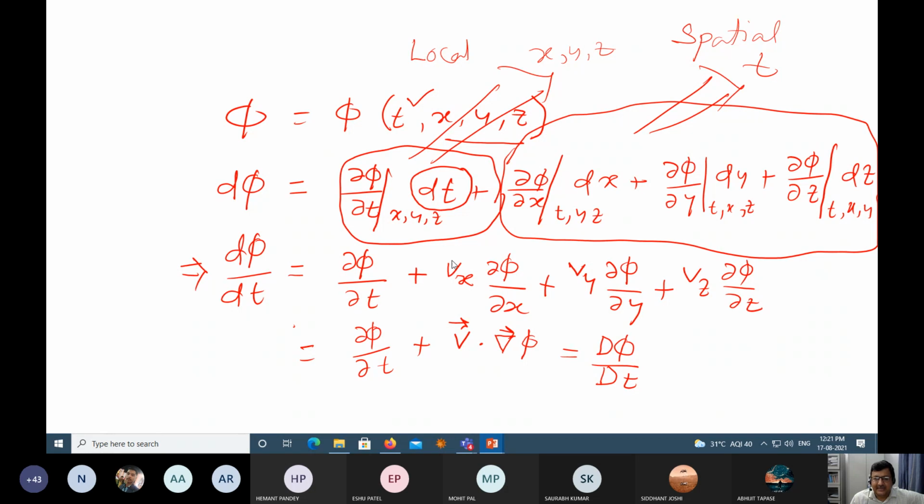Anybody? If there is a static, this will be zero, right? Because Vx is zero, Vy is zero, Vz is zero. So if there is no fluid flow, if there is no motion, this particular term, the spatial term, will be zero.